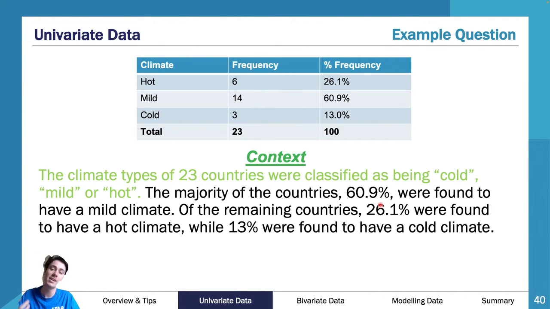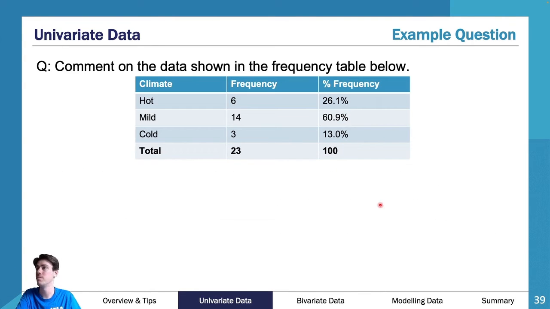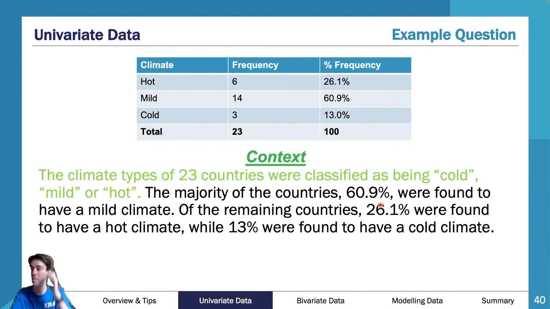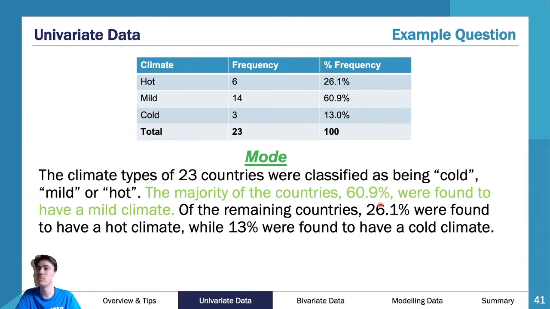surveyed in this sense. We weren't given the context that they were in the question. You weren't given the context that these were countries, so if you didn't mention countries, that's okay. But obviously in this question, we were talking about countries. And we wanted to classify them as being hot, mild, or cold, whichever way you want to talk about it. It doesn't really matter. Nonetheless, that's a good way of looking at it. Then we say the majority of countries, 60.8%, were found to have a mild climate.